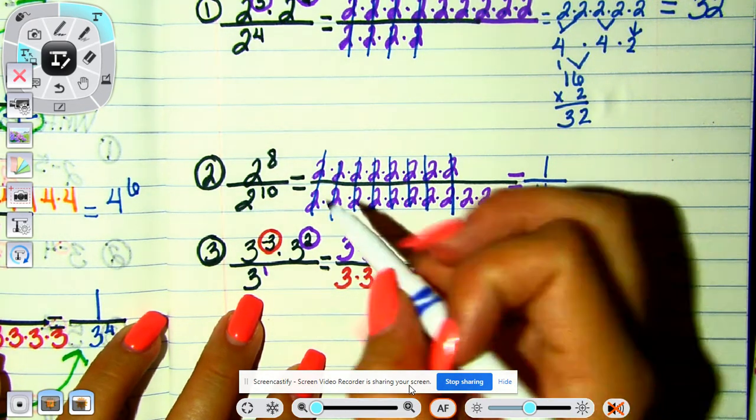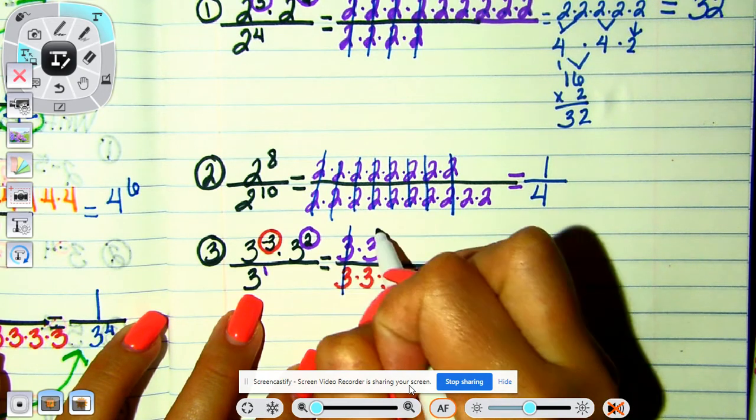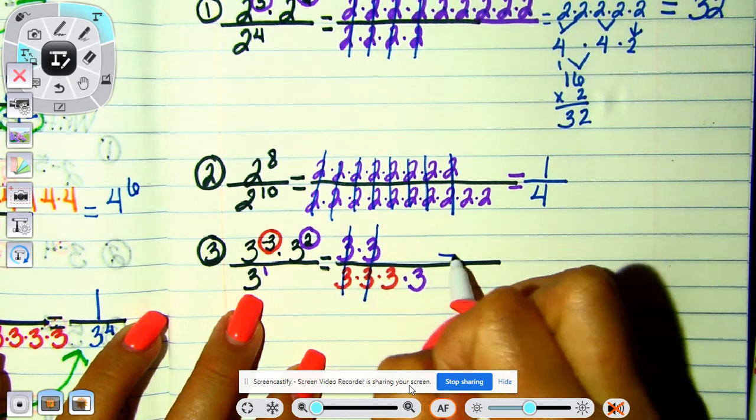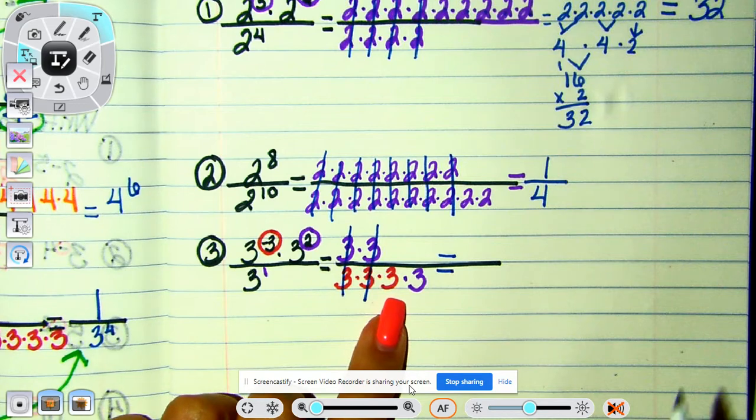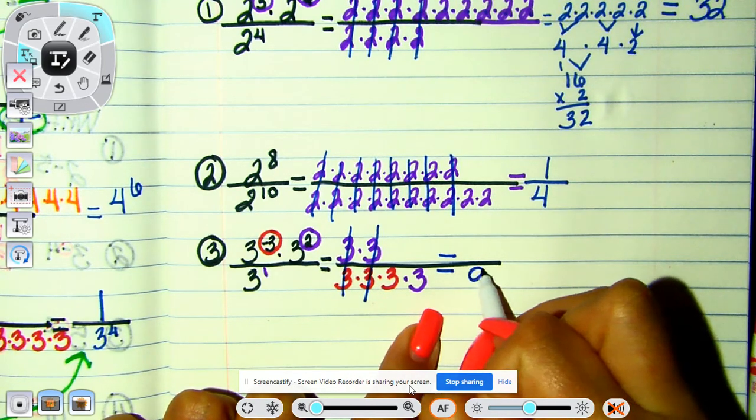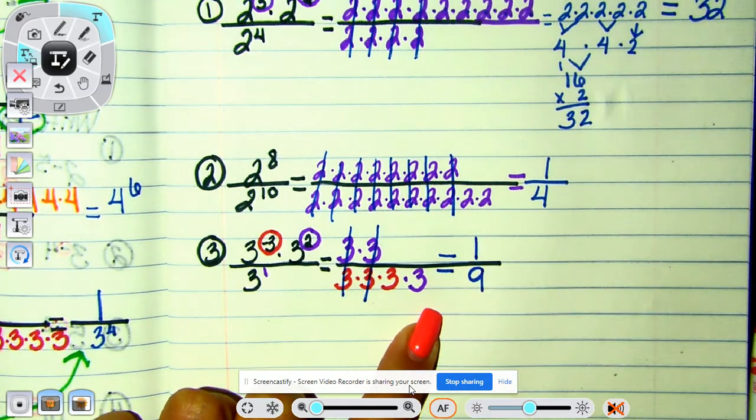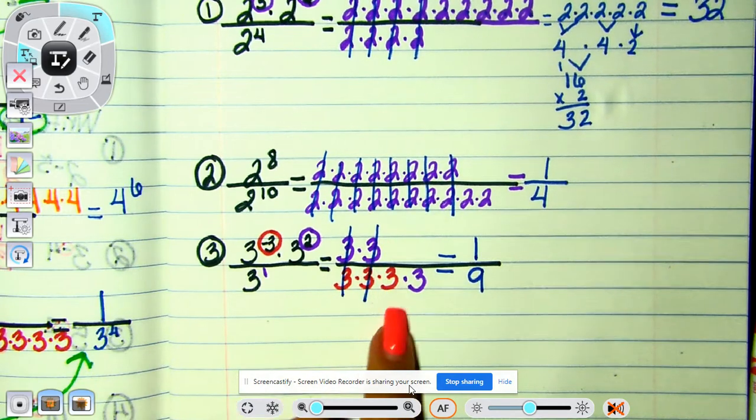Okay, now we're going to simplify. Crossing off. We have 3 times 3 on the bottom, and that's 9. I'm going to put a 1 on top because we canceled everything out. So 1/9.